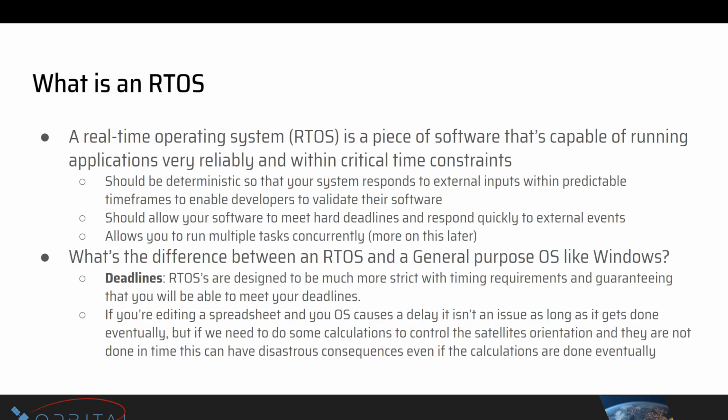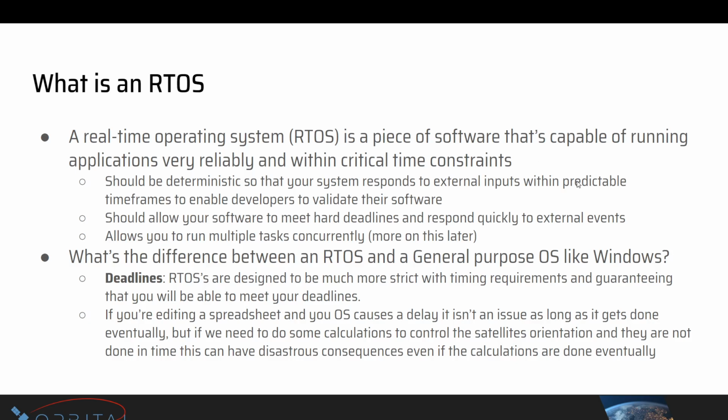So first of all, what is an RTOS? RTOS stands for real-time operating system, and it's just a piece of software that helps you run applications really reliably and within critical time constraints. Some of the main features of an RTOS are that it should be deterministic, so your system responds to any external inputs within predictable time frames, so that you're able to validate your software and know that it works, instead of it worked this time, but now it does not meet the deadlines.